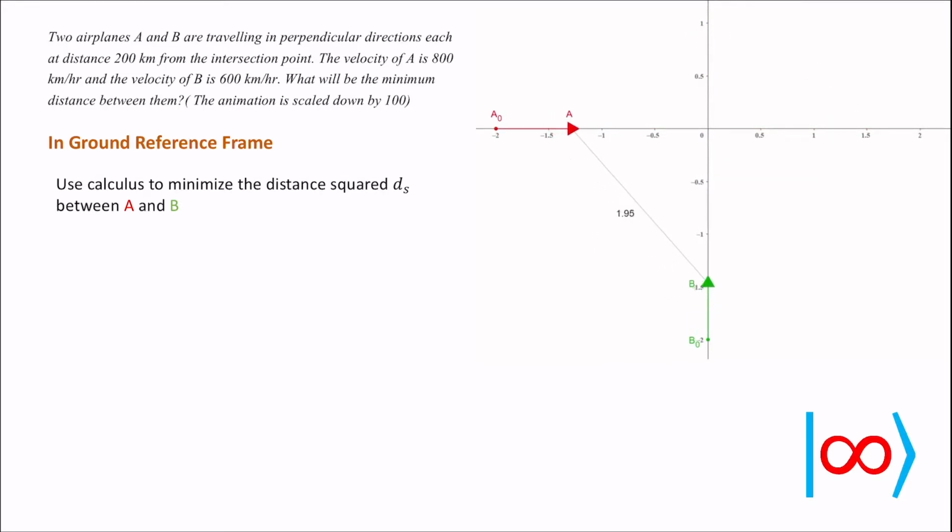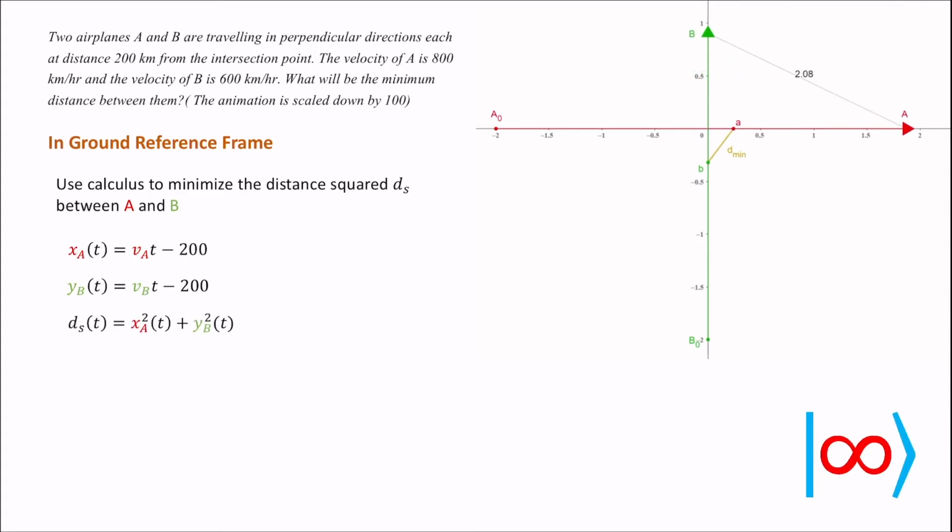As the initial position of A is minus 200 km on the x-axis, its position xa is given as follows. Similarly, the position yb of B is given as follows. Using the Pythagoras theorem, we get the distance squared between the planes as follows. We get the following quadratic equation after substituting xa and yb.